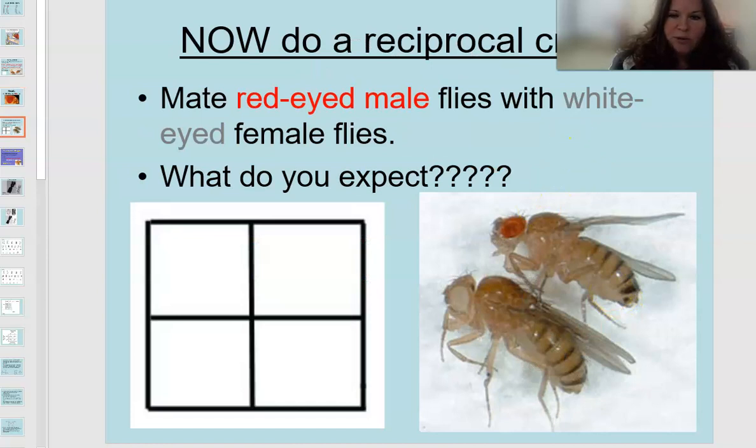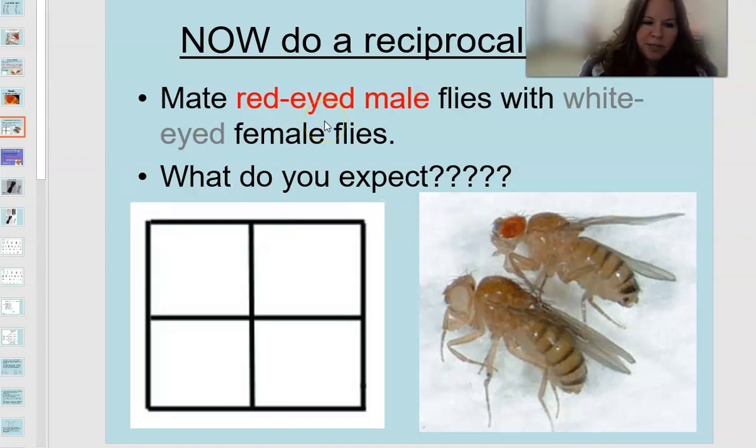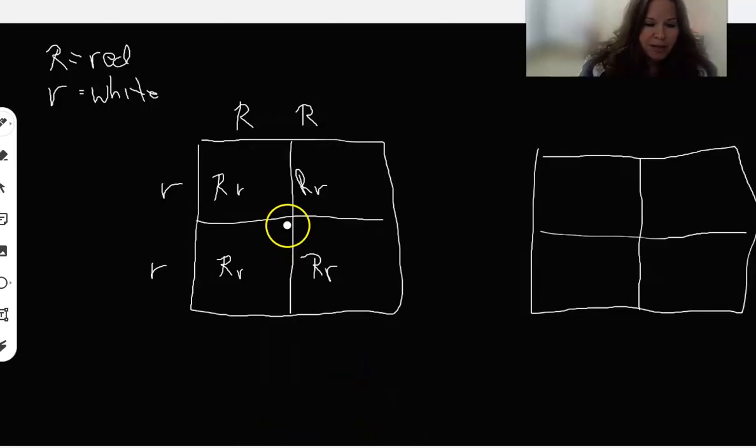Now we're going to do something called the reciprocal cross. This is where we switch the genders and what color eyes they have. So we're going to mate red-eyed males this time with white-eyed females. Well, what would you expect? Going back to the Jamboard, would that really change our Punnett square? It's just that the males would be big R, and the females this time would be little r, and you would still expect 100% of offspring to have red eyes and the same genotype of being heterozygous big R, little r.